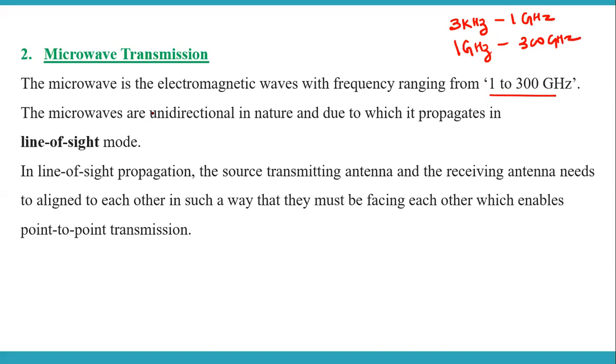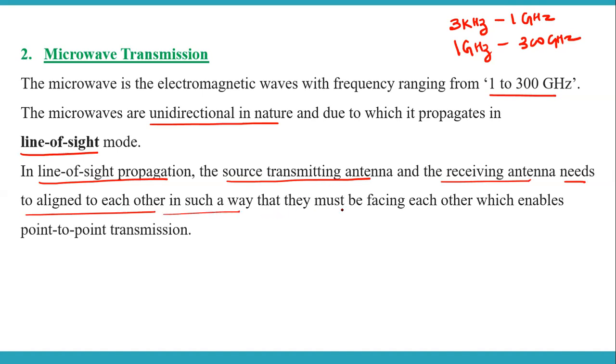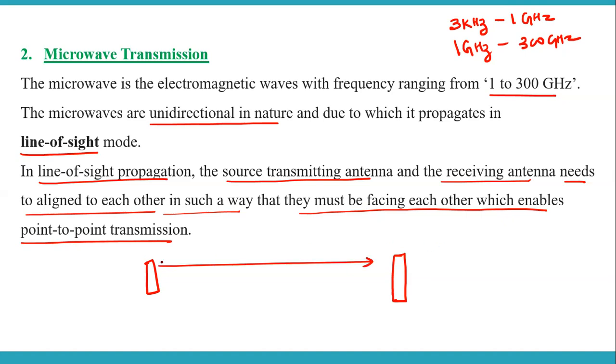ठीक है. So the microwaves are unidirectional in nature and due to which it propagates in line of sight mode. अब line of sight mode propagation क्या हुआ? In line of sight propagation, the source transmitting antenna and the receiving antenna needs to align in each other in such a way that they must be facing each other, which enables point to point transmission. मतलब कि if this is the thing that two devices that are interacting with each other, so they must face each other while interacting. This is line of sight propagation, that is point to point transmission.